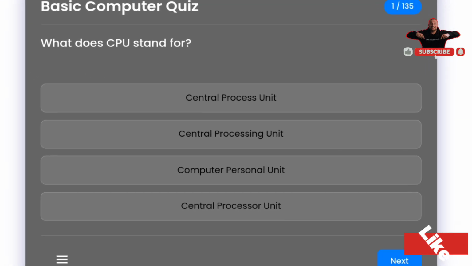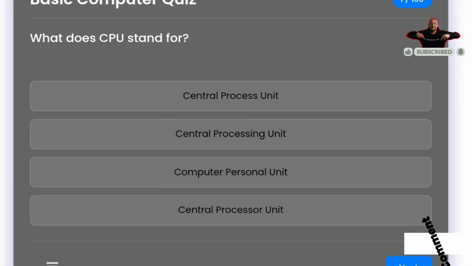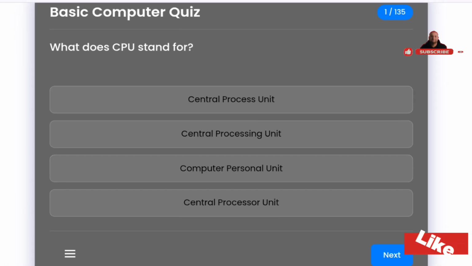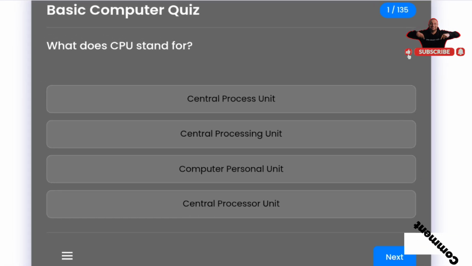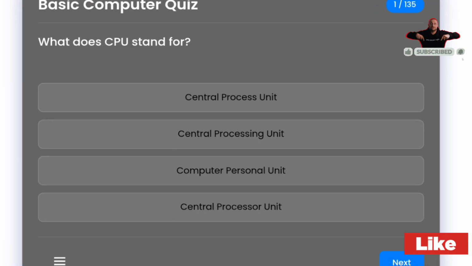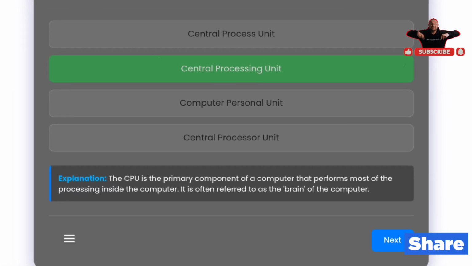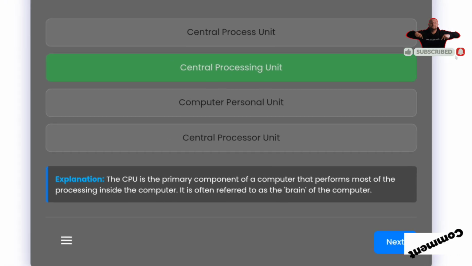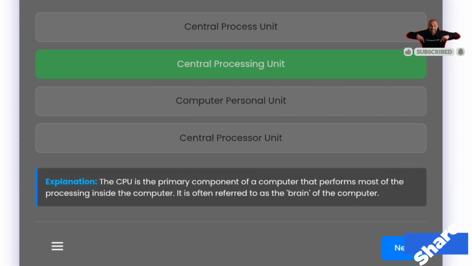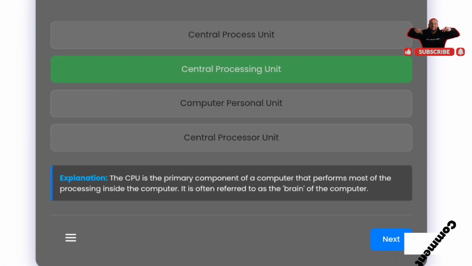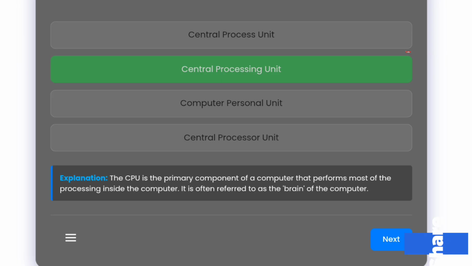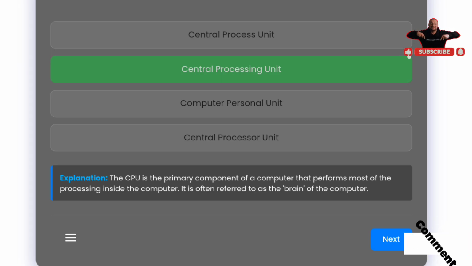CPU का मतलब क्या होता है? Central Process Unit, Central Processing Unit, Computer Personal Unit, or Central Processor Unit. The answer is the second one, Central Processing Unit. That means the CPU is the primary component of a computer that performs most of the processing inside the computer. It is often referred to as the brain of the computer.